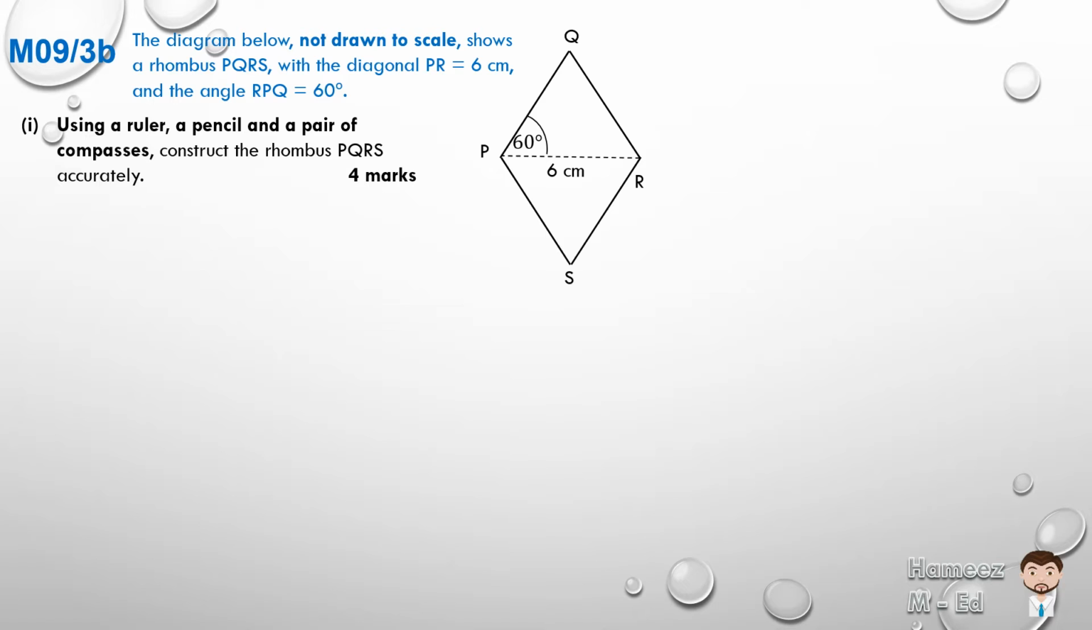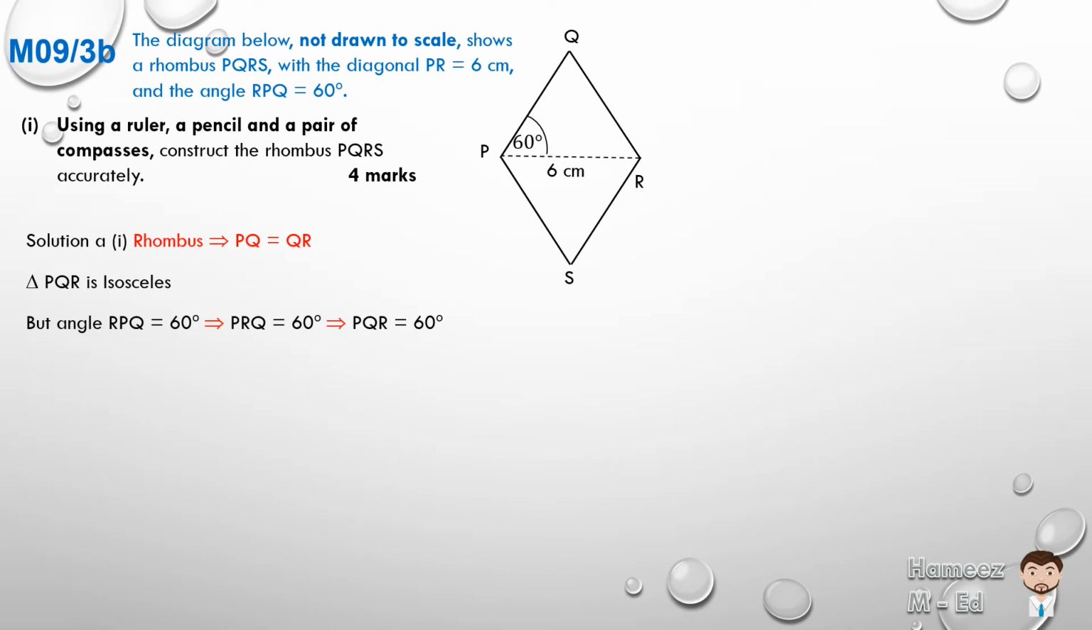So let's consider the solution. If it's a rhombus, we know the sides are the same. And if PQ and QR are the same lengths, then that top triangle PQR is an isosceles triangle. But if the angle at P, which means RPQ, is 60 degrees, then the angle at the other side of the base, which is PRQ, will also be 60 degrees.